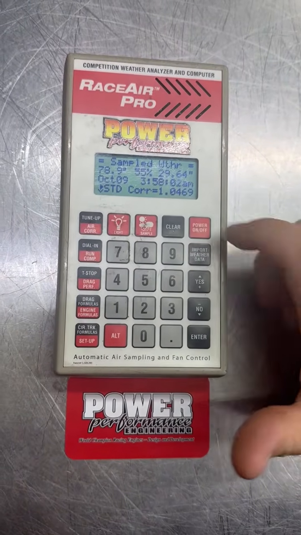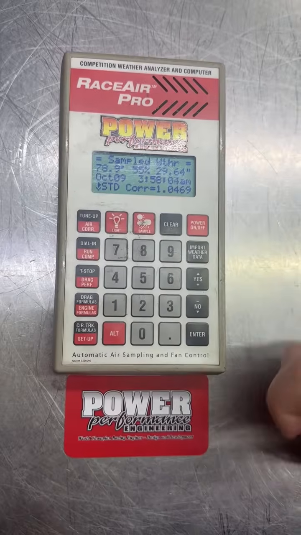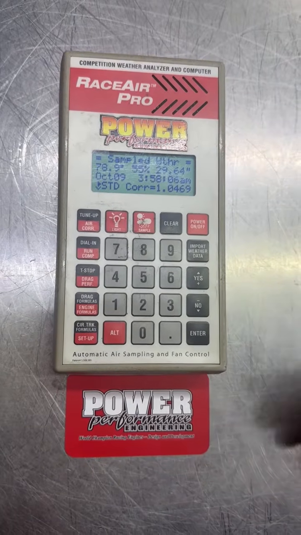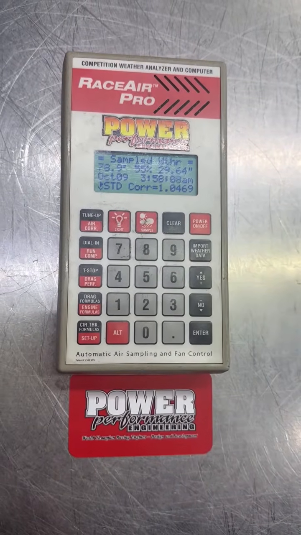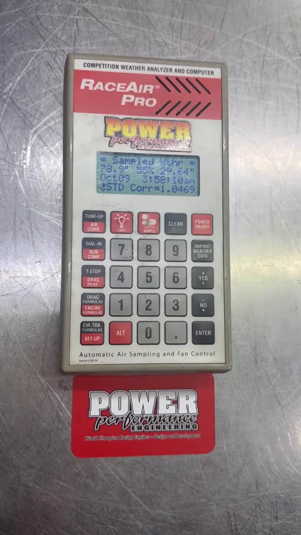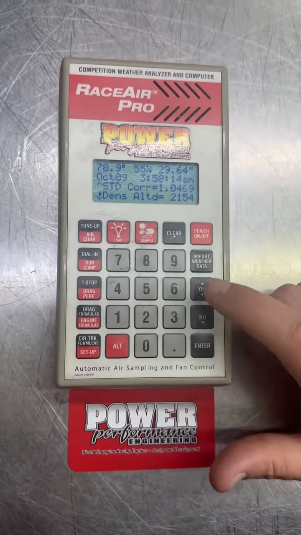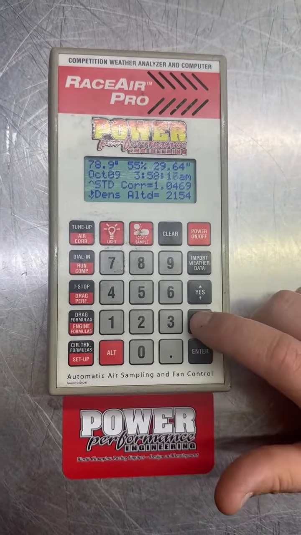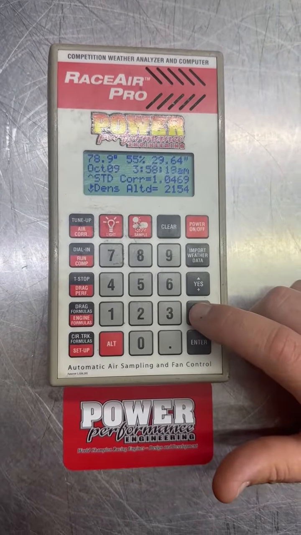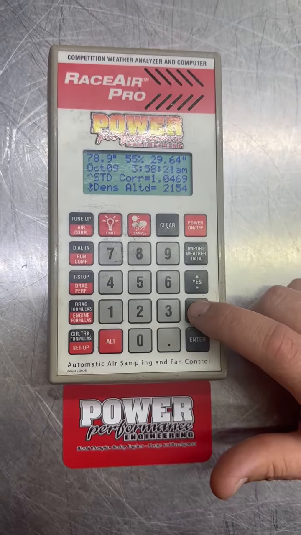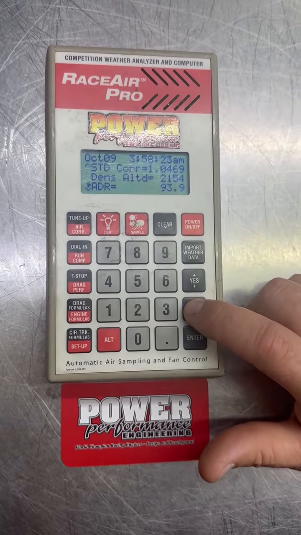Date and time, standard correction factor 1.0469. So if you made 100 horsepower, you would make 104.6 horsepower if you did the math to calculate that. Going down, we have density altitude. Some guys like to use that as a reference. That's theoretical altitude versus air density.